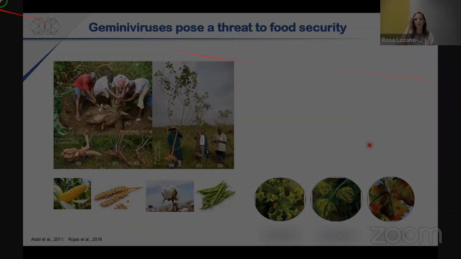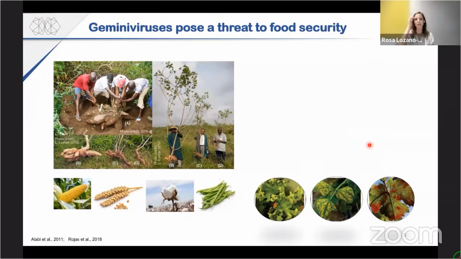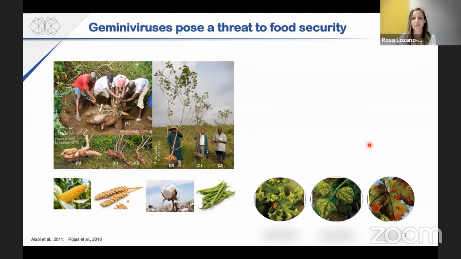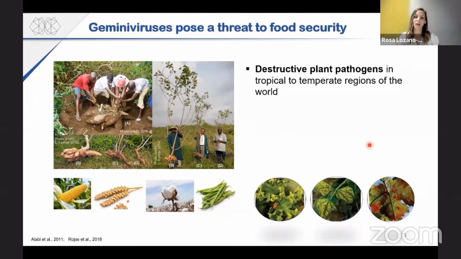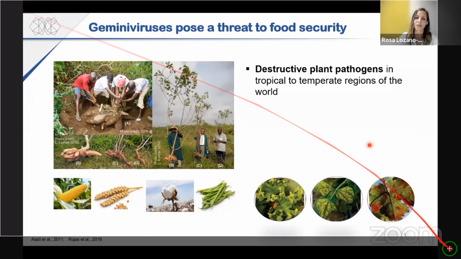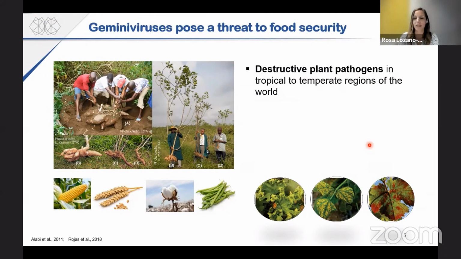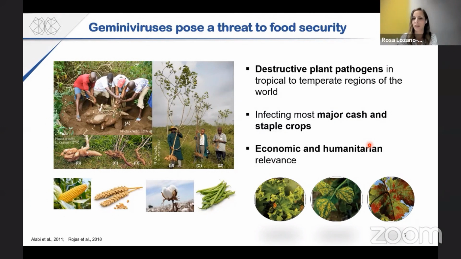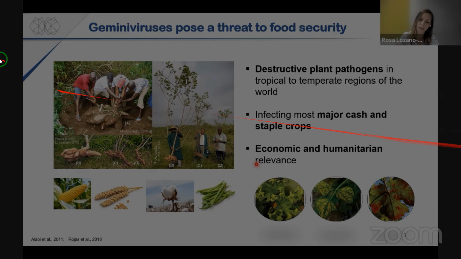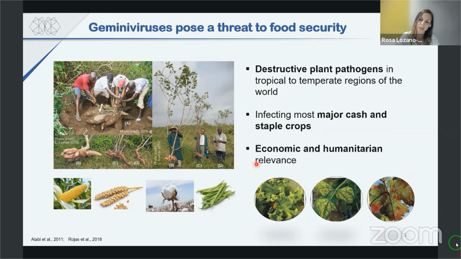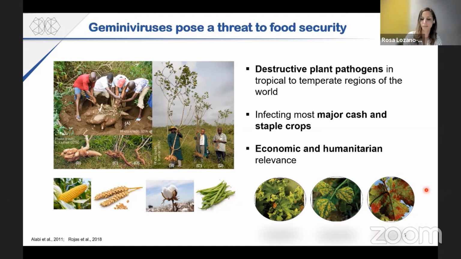So in my lab, we work mostly on one family of plant viruses, and these are geminiviruses. Geminiviruses are fascinating, but they are also relevant. They are causal agents of devastating diseases in temperate and tropical regions of the world. They infect most major cash and staple crops, and therefore they have both economic and humanitarian relevance. And once the plants get infected, they frequently develop symptoms as spectacular as the ones that you can see in these pictures here.